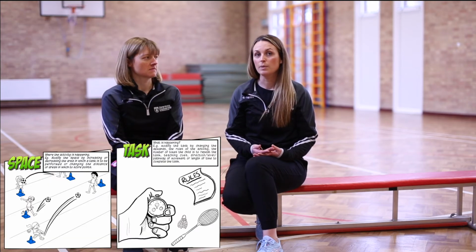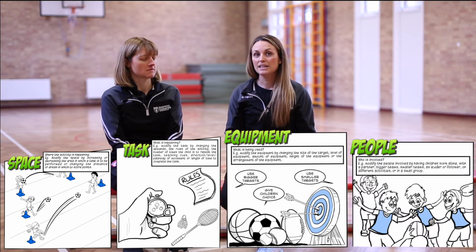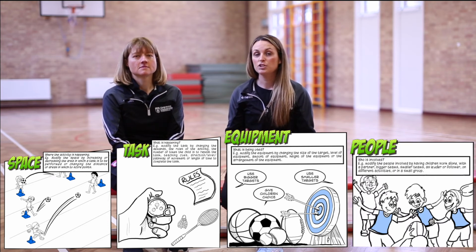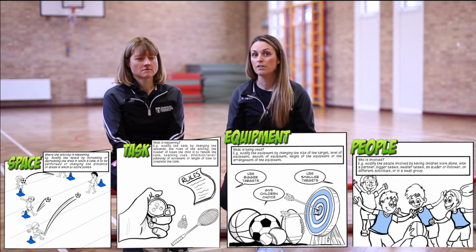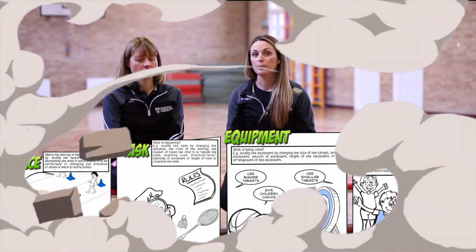So within the Sharp Principles, we've integrated the STEP principle, which I'm sure you're all familiar with. So you can differentiate the activity via space, task, equipment or people. And the idea behind it is that if a child is finding a task too hard or too easy, then they're not going to be able to access their learning, so they won't be active. So as part of the Sharp Principles, we ask teachers to differentiate their lessons using STEP.